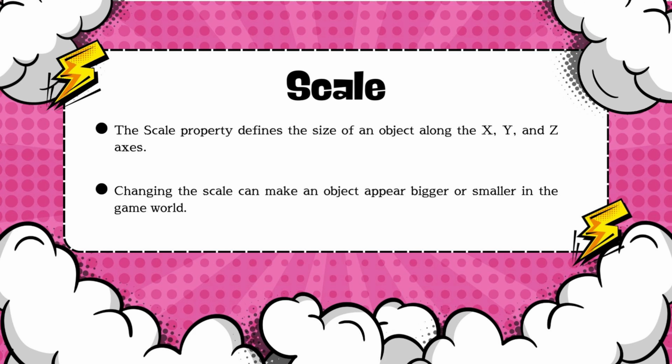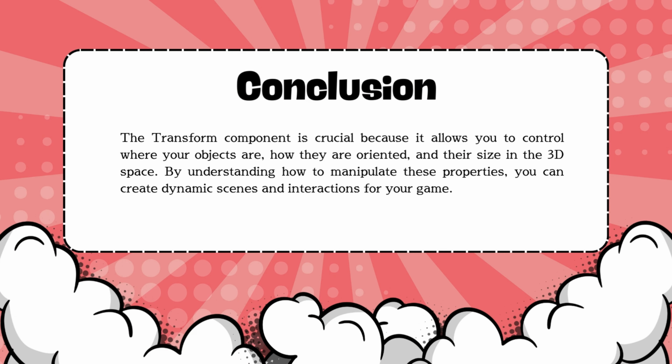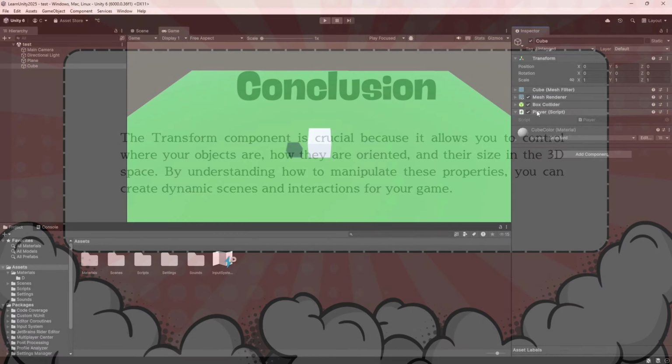Changing the scale can make an object appear bigger or smaller in the game world. Conclusion. The transform component is crucial because it allows you to control where your objects are, how they are oriented, and their size in the 3D space. By understanding how to manipulate these properties, you can create dynamic scenes and interactions for your game.